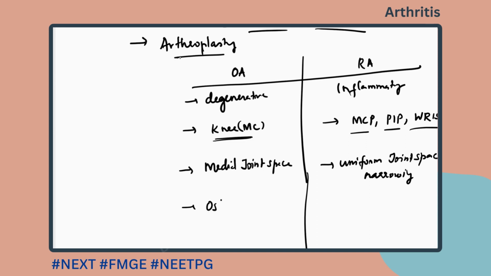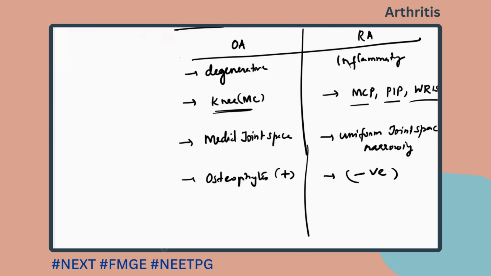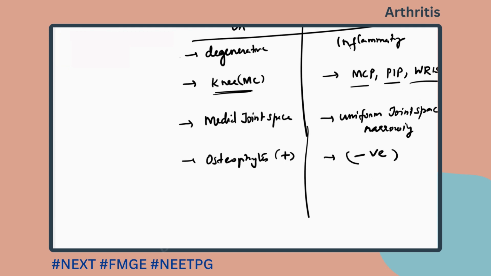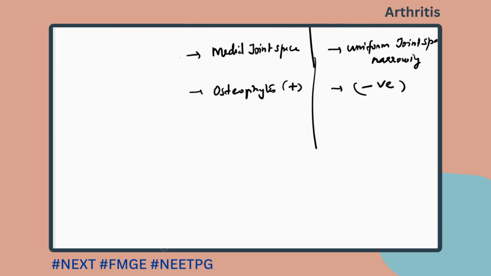Osteophytes are seen in osteoarthritis. Osteophytes are absent in rheumatoid arthritis. Okay, so these are a few differences and things about rheumatoid arthritis and osteoarthritis.